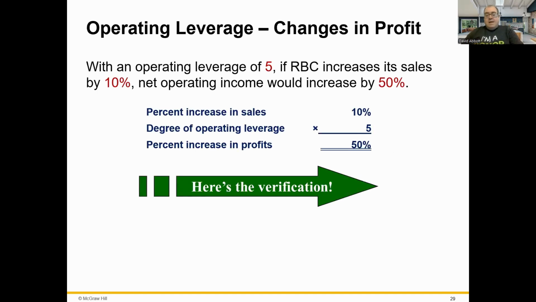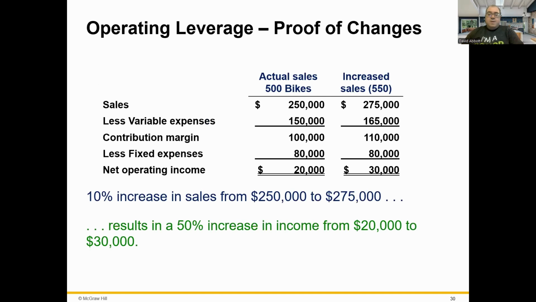What this means is that with an operating leverage of 5, if RBC was to increase their sales by 10%, then the net operating income would increase by 50%. And we'll look at that. How would we verify that and check that? And we can do that thusly.